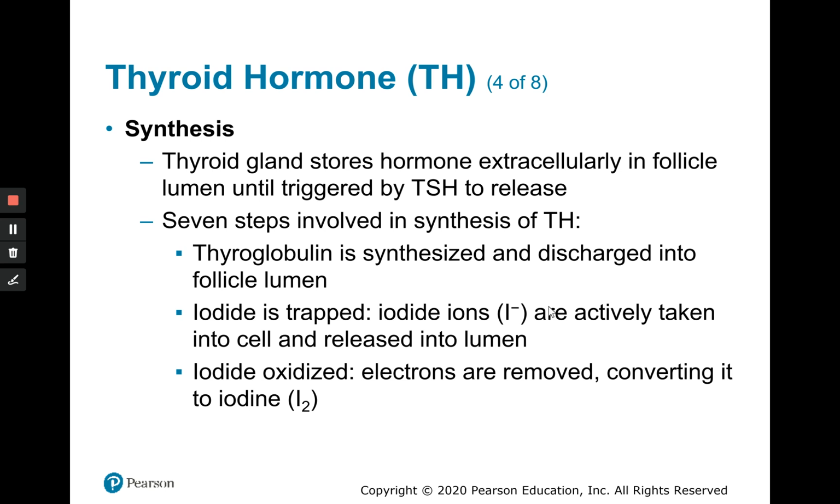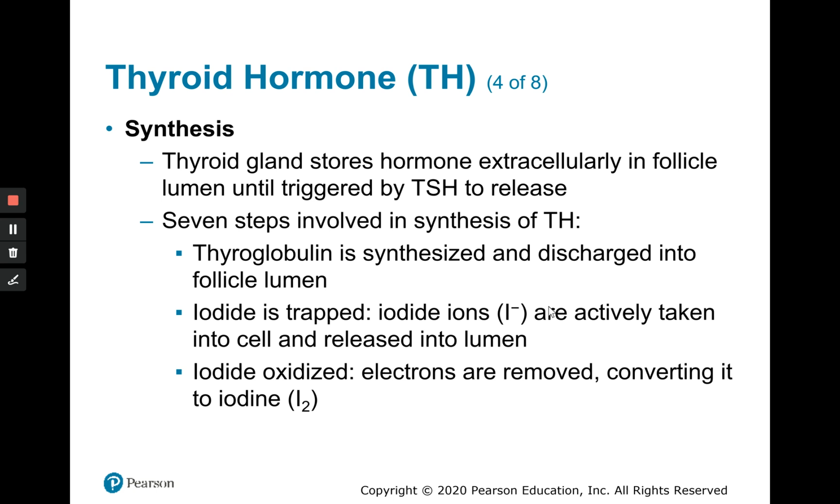So let's talk about how we are making thyroid hormone. Unlike other glands, thyroid hormone is actually stored in the spaces where we find colloid. So thyroid glands store hormone extracellularly, and this doesn't happen a lot for endocrine glands. And we're going to see that it resides in the follicle lumen. So we have that precursor, that colloid, and then we can generate thyroid hormone when needed.